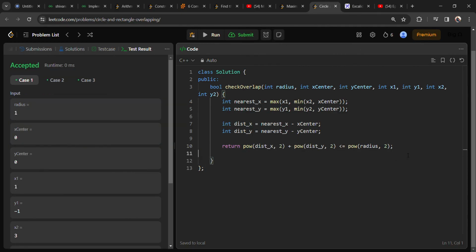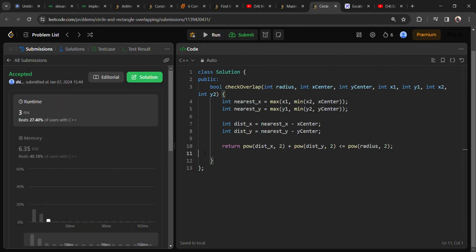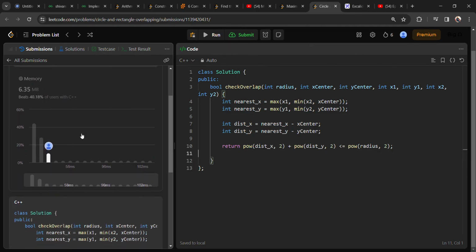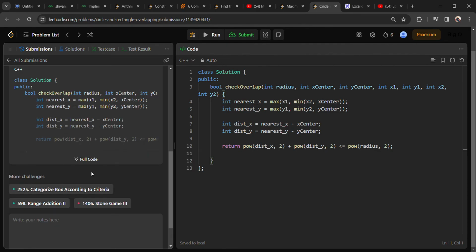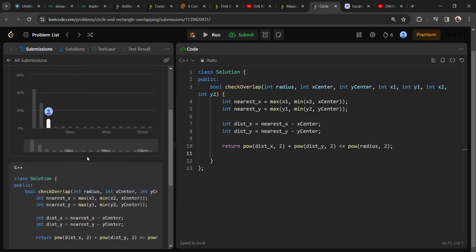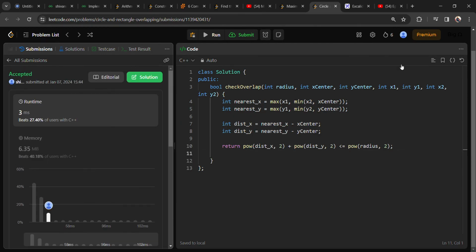Okay, it is working for all the test cases. If I submit it, it's working fine. So that's the solution.